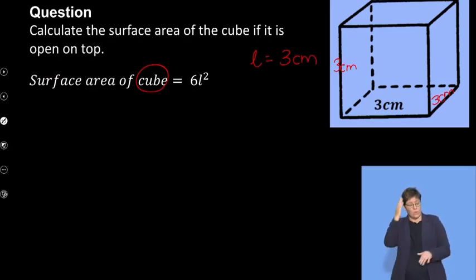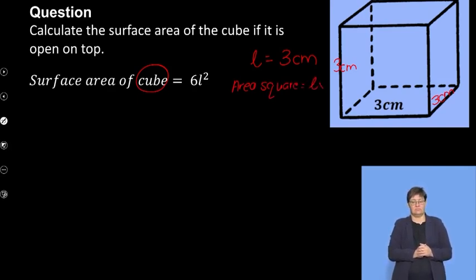We know in general that the surface area of a cube is 6L squared. Why is it 6L squared? I know that the area of a square is length times length, which is length squared. And because a cube is made up of 6 squares, it means that the surface area of the cube is 6L squared. But I am going to have to say 6L squared minus L squared.